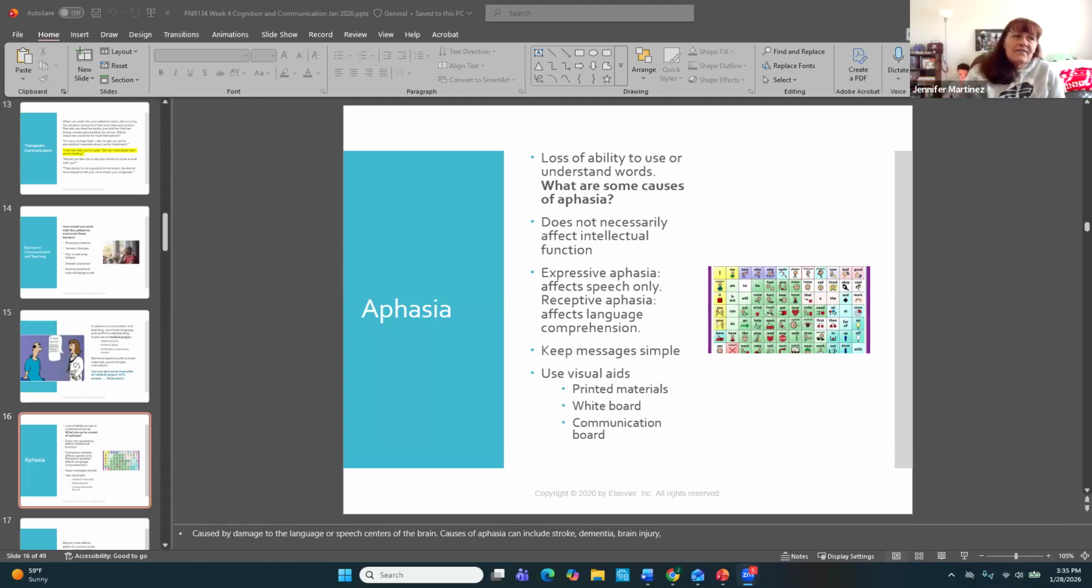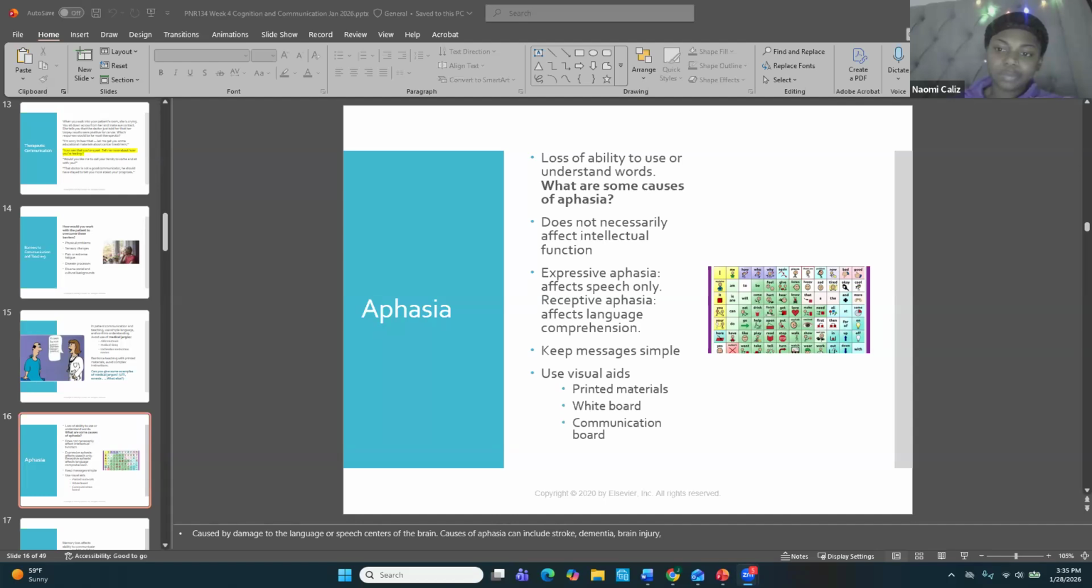But yeah, so aphasia is a loss of ability to use or understand words. Okay, so there's different types of aphasia that occur. It does not necessarily mean it affects their intellectual function. Okay, so that's something that we have to know as well. What are some causes of aphasia?